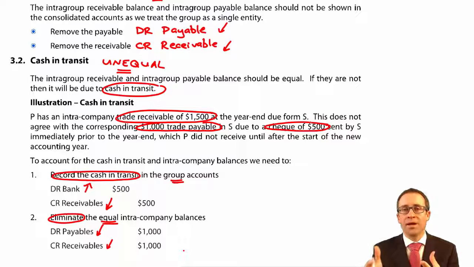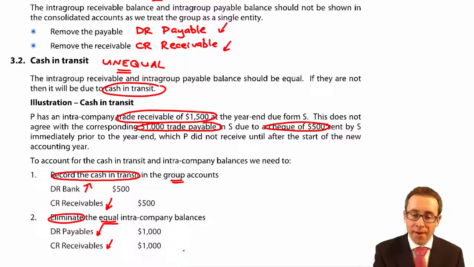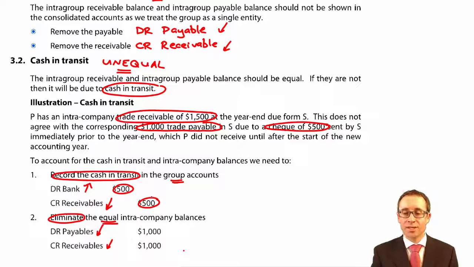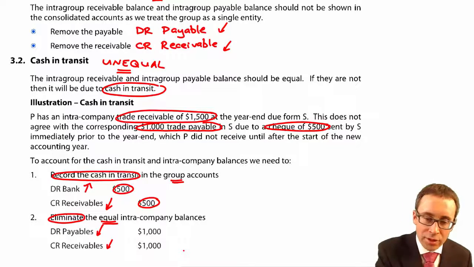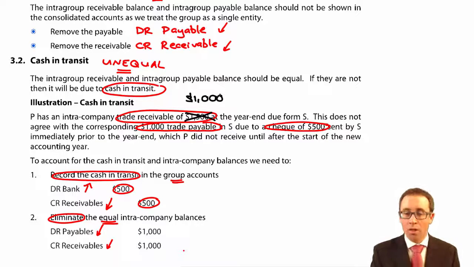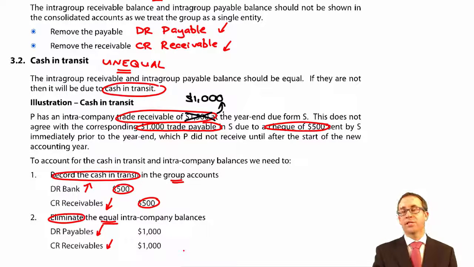But from a group perspective, the group still has that cash, doesn't it? But it's not recorded anywhere because S has made the payment, P's yet to record it, so let's record the cash. The cash is 500, so you debit the bank with the 500 and credit the receivable with the 500, so that's your cash in transit. Once you've done that, that receivable that you originally had of $1,500 should now get down to $1,000, shouldn't it? Okay. And then you can process step 2.